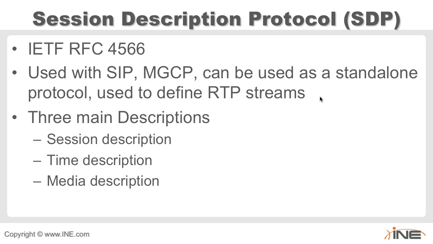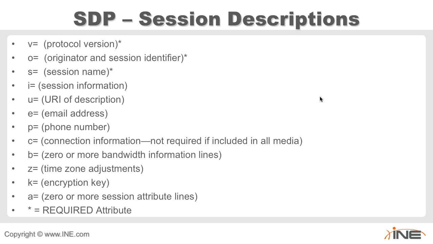So first of all, if it's got an asterisk, you see that it's a required attribute. So it's required that we state the V equals, which is the protocol version. And this is how they are. I'm going to give you an example here in just a moment. But V equals something, like V equals 0 for version 0 of the message. O equals something, which is the originator and session identifier. And S equals something for the session name.